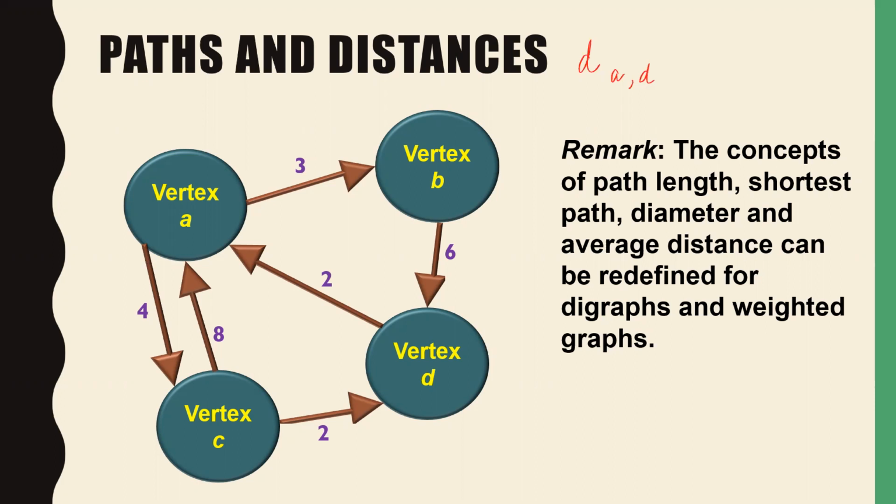So we need to consider kung ano yung direction ng edge. And secondly, it's a weighted digraph. So ibig sabihin may cost, may associated cost yung pagdaan sa bawat edge. So halimbawa, again, we want to find the distance between vertex A and D. So we need to take into account all paths that will lead from vertex A papunta kay vertex D.